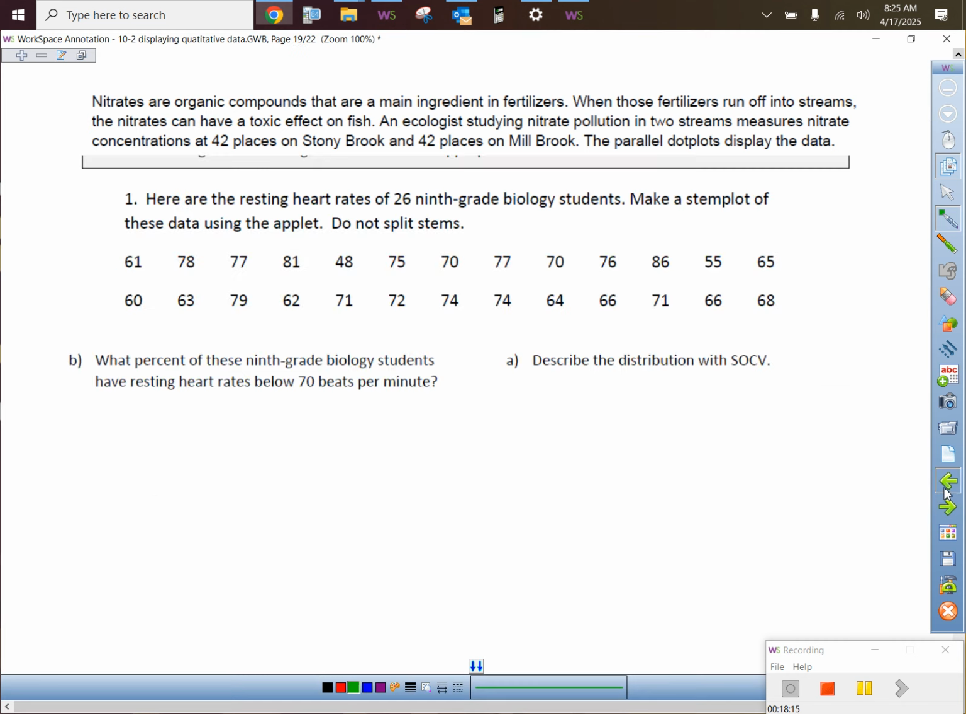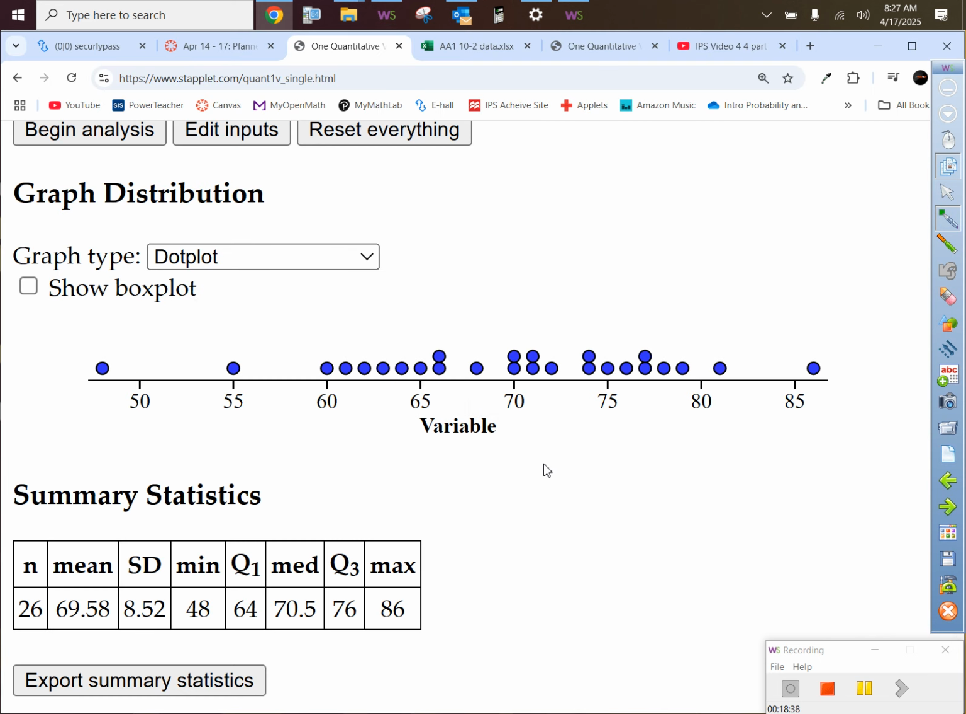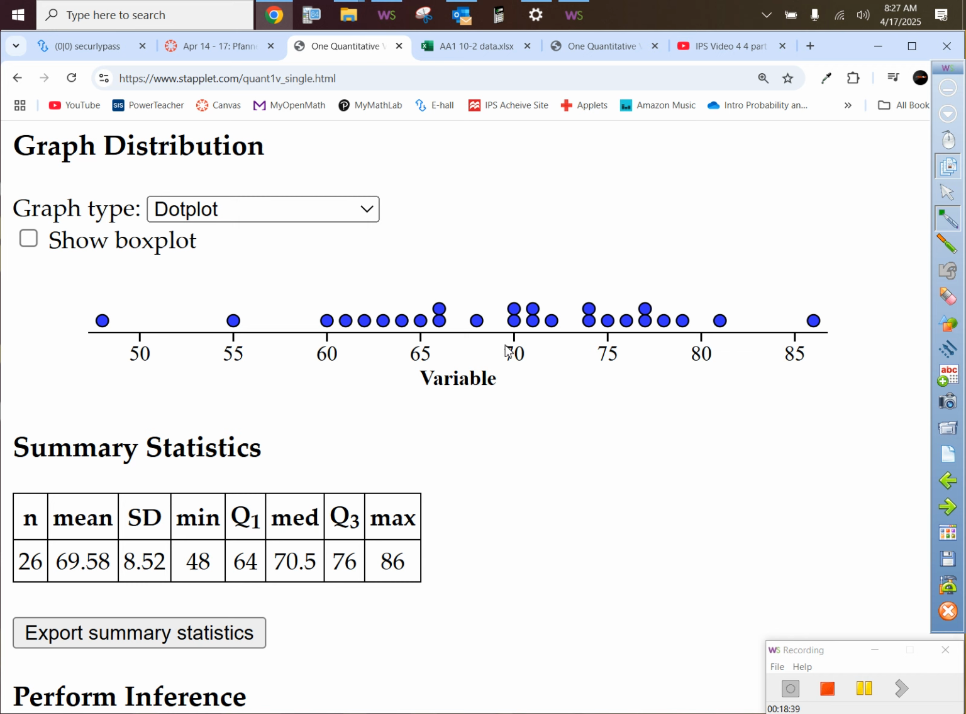What is the data about? It is about just the resting heart rates of 26 ninth grade biology students. So we're in biology class, there's 26 kids in there, and they're just sitting there, and they measured their heart rates, right? It's their resting heart rate. It's not like they were doing sprints or activities, it's just your resting heart rates. So they say to make a stem plot of this data. Do you see that this is a dot plot, right?